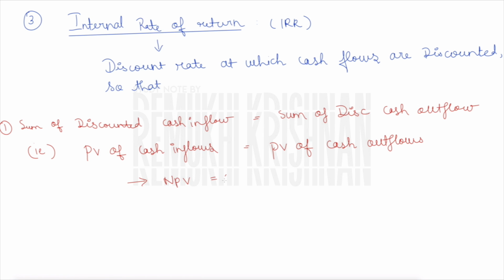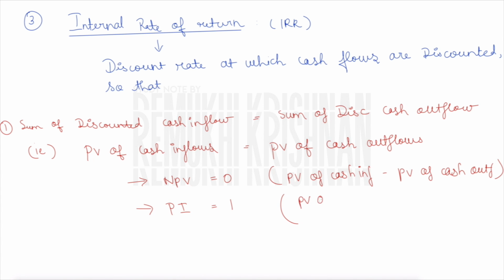takeaway from IRR is that at IRR, your net present value is going to be zero, since your present value of cash inflow is equal to present value of cash outflow, and your profitability index is going to be 1, since your present value of cash inflow is equal to present value of cash outflow. Okay, so this is the thumb rule under IRR. Okay, so let us move further.